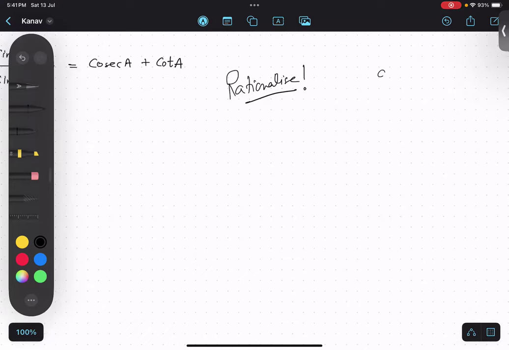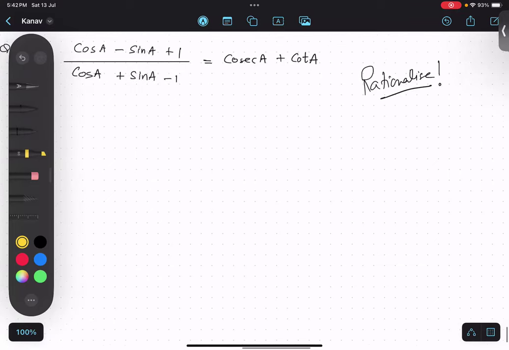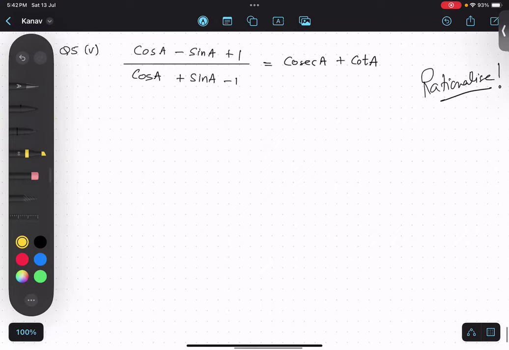If you remember, A plus B upon A minus B. If this is the question, then I would multiply by A plus B upon A plus B. This was a minus thing, so I'll do the plus. Remember rationalization? But here there are three terms. So what should one do? Take them in a bracket and consider them as two terms only. One term, two term. Make sense?